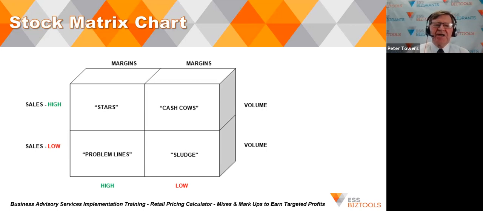The stars are high sales value with high margins. High down here, margins up there. So high margins. They're great to have. The cash cows are high sales value. You sell a lot of them, but it's a low margin. The problem lines are low volumes, but higher margins. They're probably last year's fashions.